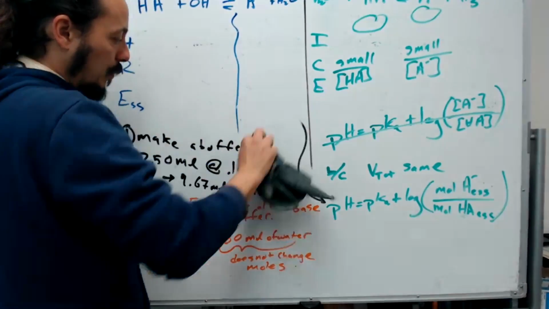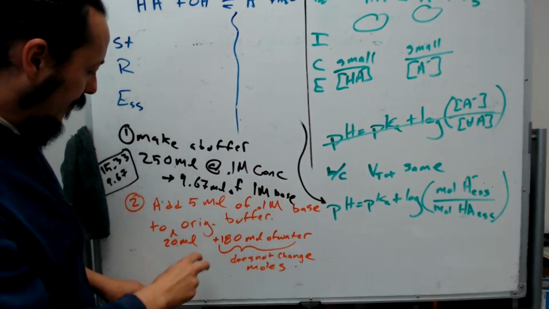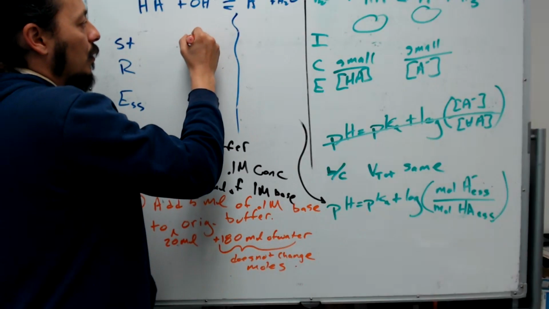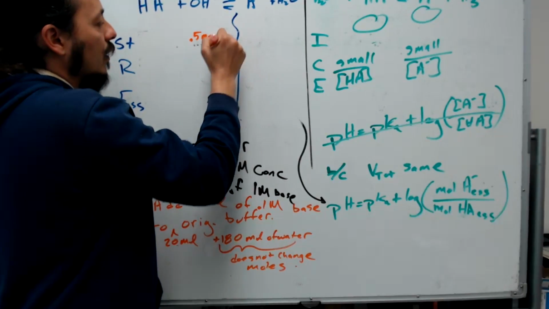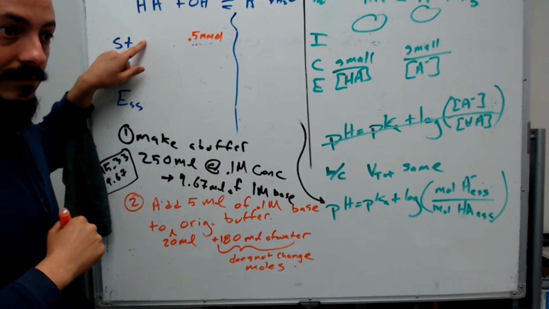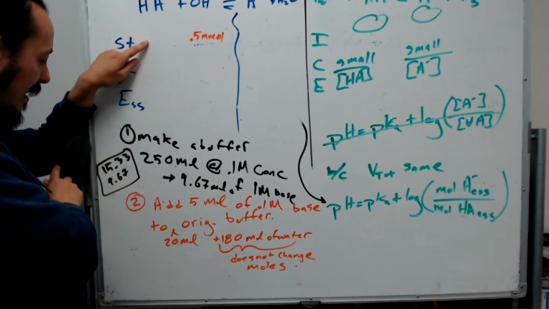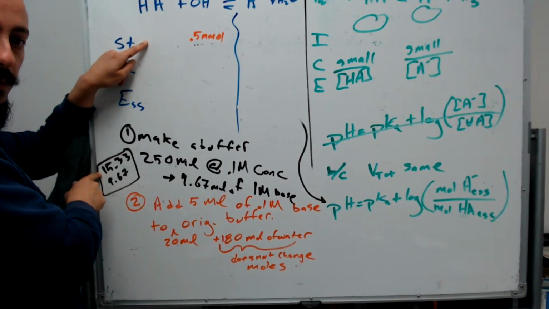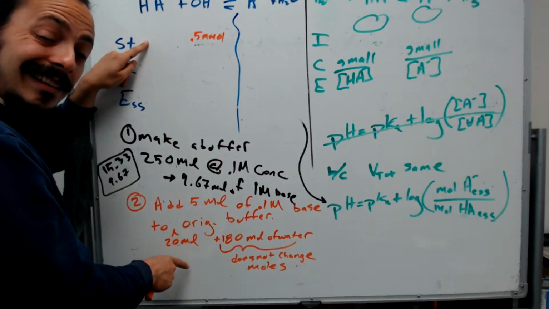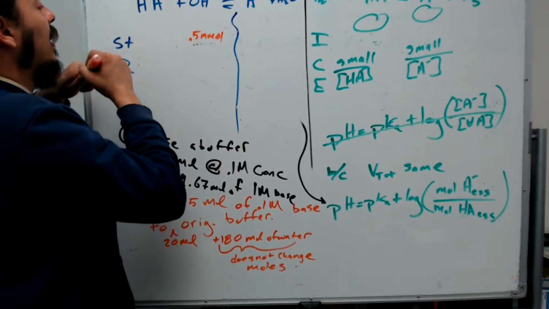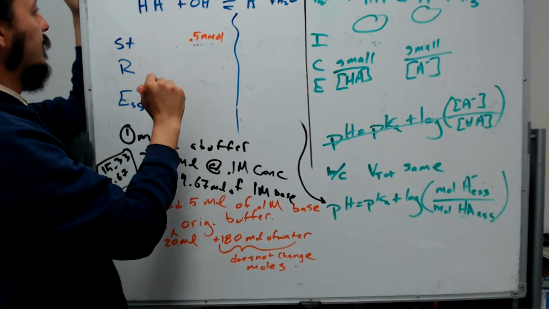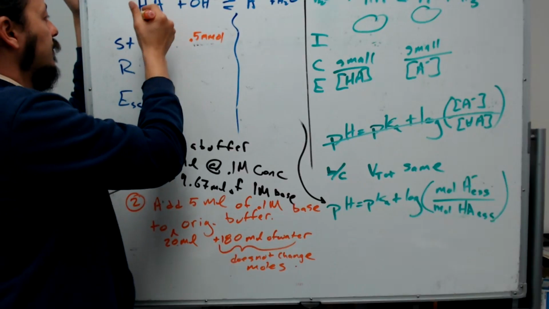So for part 2, I know I'm adding 5 milliliters of 0.1 molar base. So that's going to be 0.5 millimoles here. What number do I put for my HA? I know I had, in my buffer, 15.33 millimoles. Times, but I only take 20 mils of it. So I'm going to have, can I do this right? 306.6?